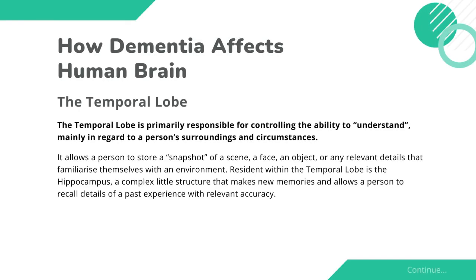The temporal lobe. The temporal lobe is primarily responsible for controlling the ability to understand, mainly in regard to a person's surroundings and circumstances. It allows a person to store a snapshot of a scene, a face, an object, or any relevant details that familiarize themselves with an environment. Resident within the temporal lobe is the hippocampus, a complex little structure that makes new memories and allows a person to recall details of a past experience with relevant accuracy.